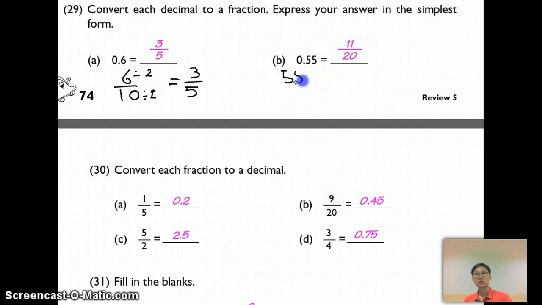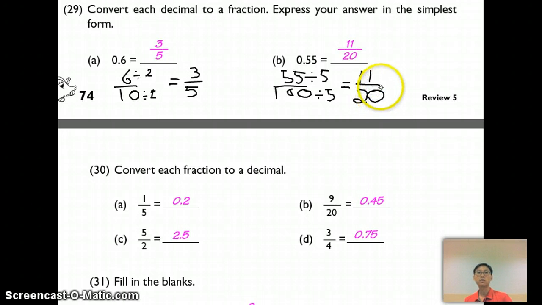Same with this. This is actually 55 over 100. Okay, I divide by 5. Divide by 5. So 55 divided by 5. 5 divided by 5 is 1. So 55 divided by 5 is 11. 100 divided by 5 is 20. So therefore it's 11 over 20.